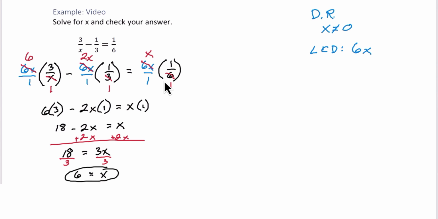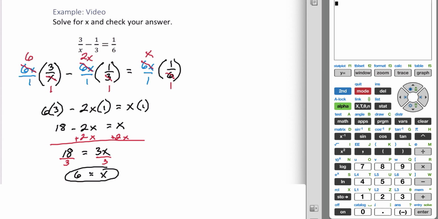Make sure that the value you find for x is not a restricted value. And in this case, it's not. 0 is restricted, but 6 is good. You can always check your answer using the calculator. I'm going to go to y equals, and I'll type in 3 divided by x minus 1 divided by 3. I'll do that on the left side, and on the right side, I'm going to put in y2, 1 divided by 6.